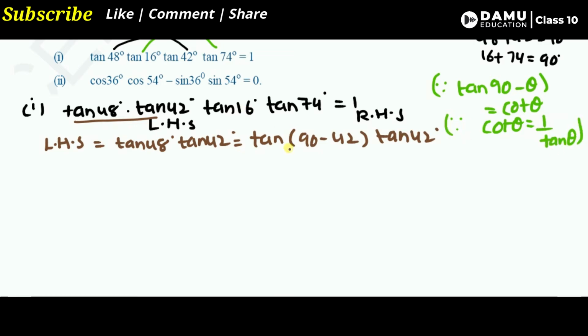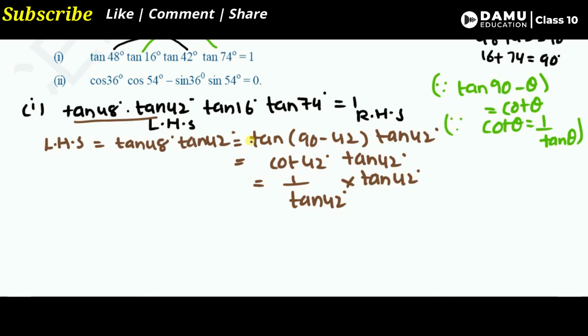So let's use this: cot 42 degrees, tan 42 degrees. Then that is 1 by tan 42 degrees into tan 42 degrees. Let's cancel these values, and finally we will get 1. So this is the value of the first part, and you can write this.